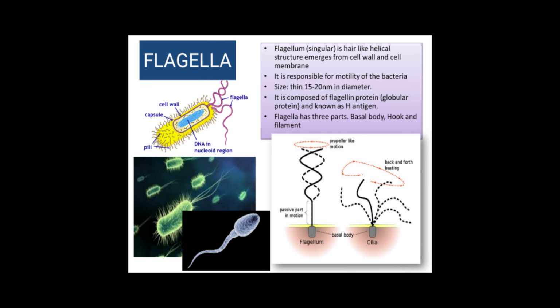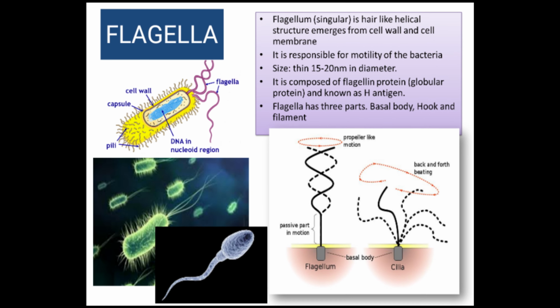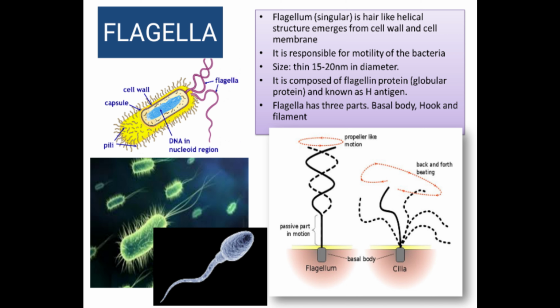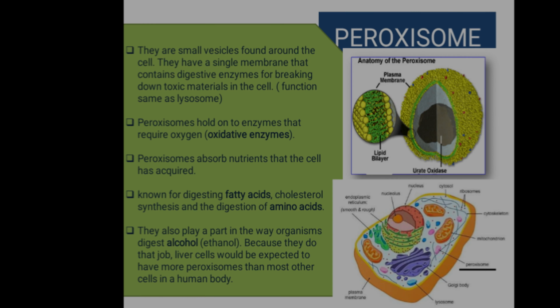Next, flagella is a hair-like structure that emerges from the cell wall and cell membrane. They consist of a basal body, hook, and filament. It is mainly used by bacteria for movement. In our body, sperm contain flagella for movement.